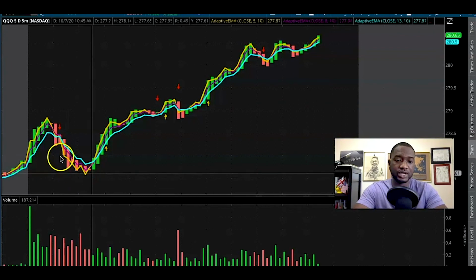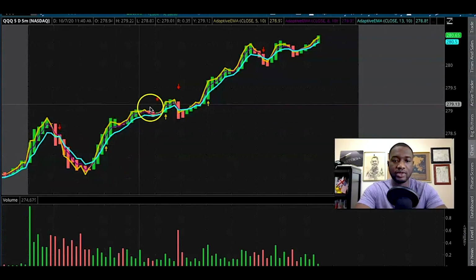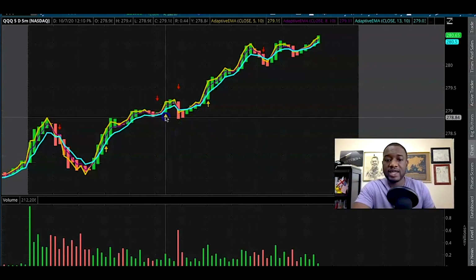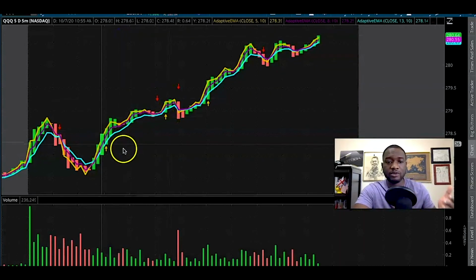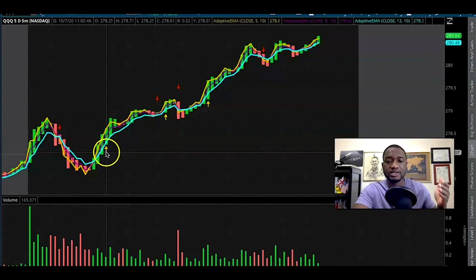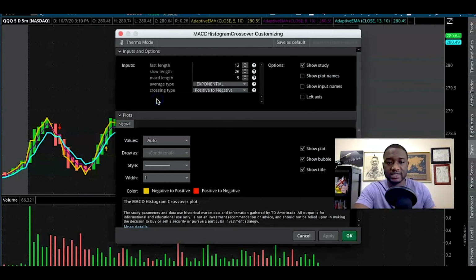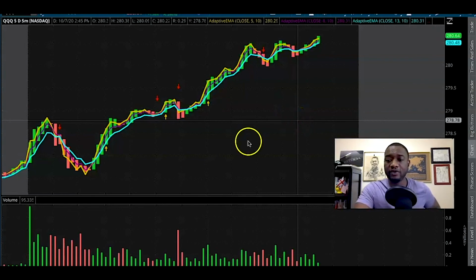There were a couple of good trades right here in the morning. One here, two here, a third one here, a fourth one here. So consider adding the MACD histogram indicator to your chart, and you have to use the negative to positive. The one from the bottom here is negative to positive, and the one from the top is positive to negative, and then you can change the colors as you please. And yeah, that's pretty much it for this tutorial.